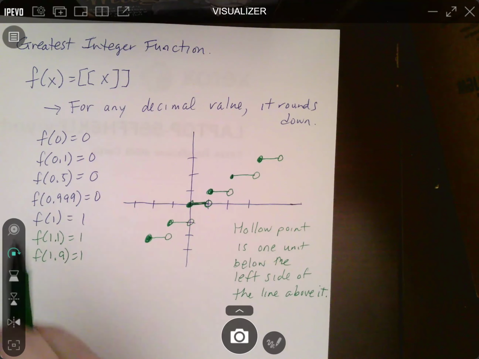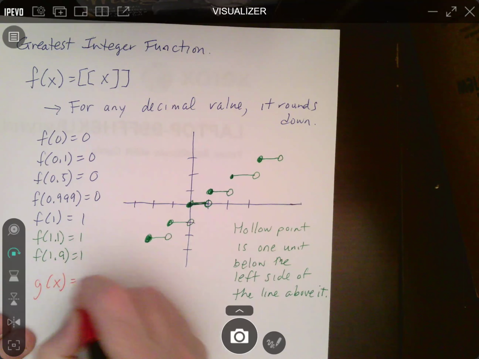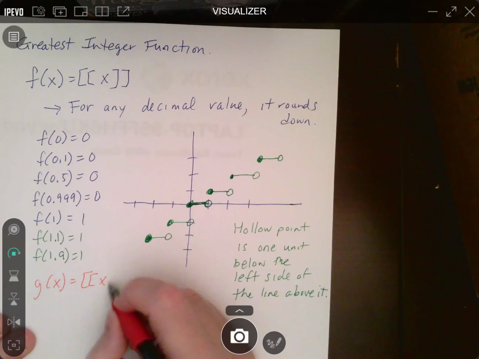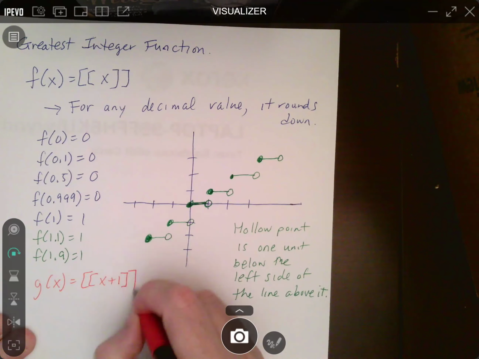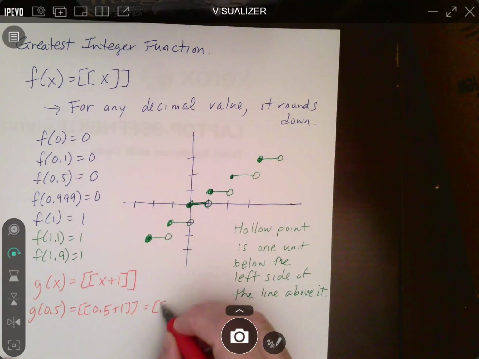So if we wanted to do some stuff with, let's say we had the function g of x was the greatest integer function of x plus 1, g of 0.5 would be 0.5 plus 1. And in the brackets, we would have 1.5, and that rounds down to 1.